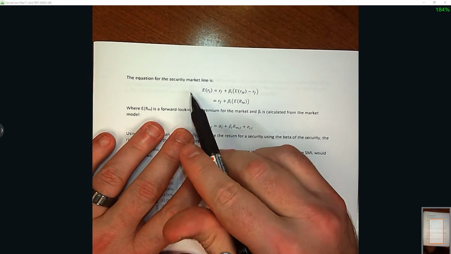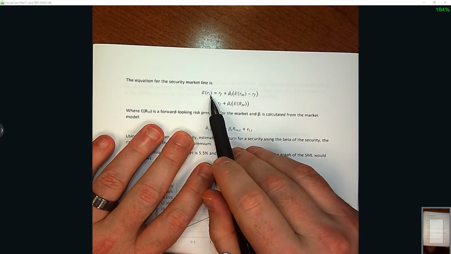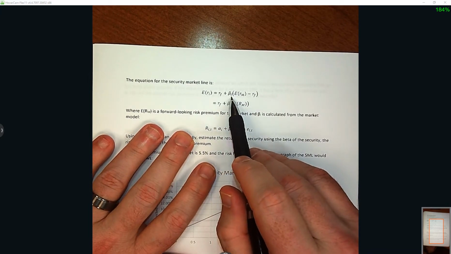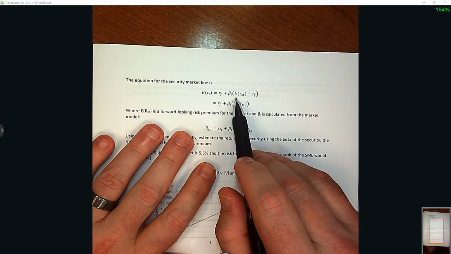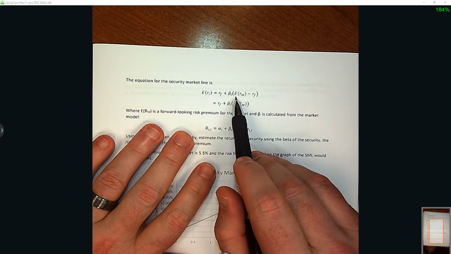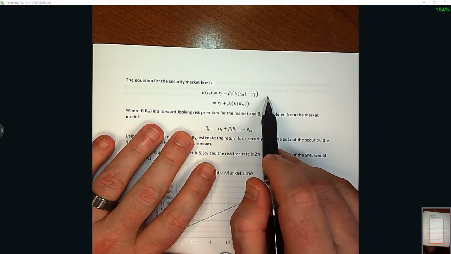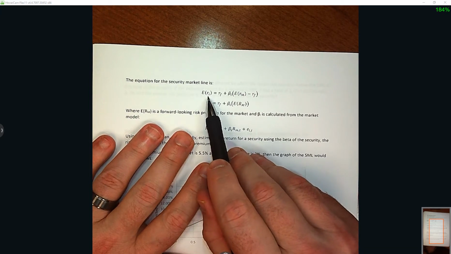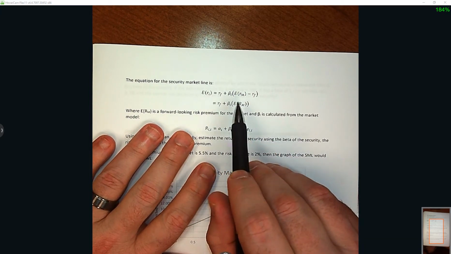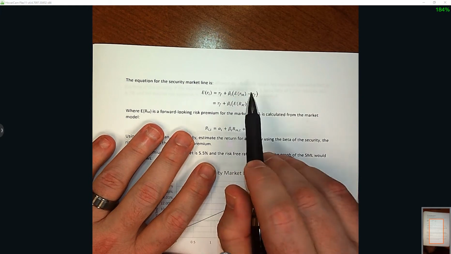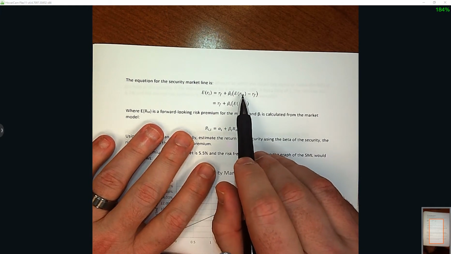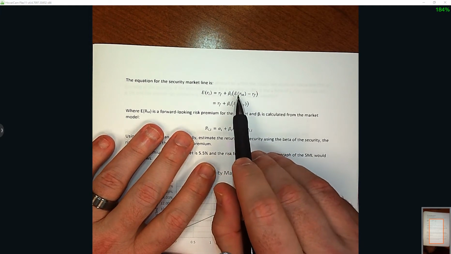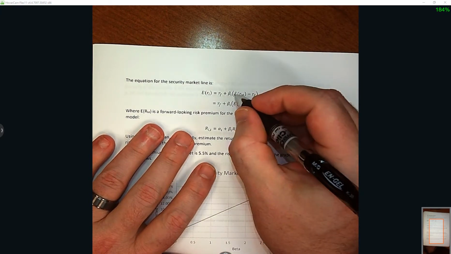So the equation for the security market line says that the expected return for an individual investment is equal to the risk-free rate plus the beta for that firm, so its sensitivity to market risk, multiplied by the expected return for the market minus the risk-free rate. I want you to notice here that these are not capitals, so this is just the return, not the excess return. This is the excess return for the market. The way not to calculate this is to take the historic return for the market and subtract out the risk-free rate. It's the expected return for the market.